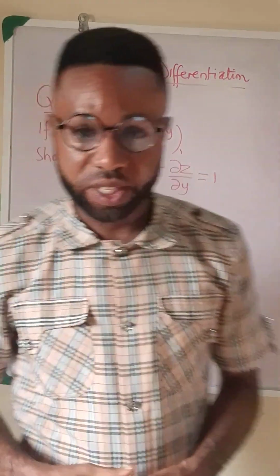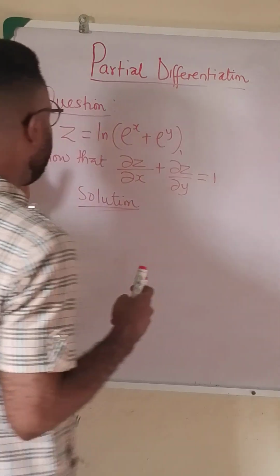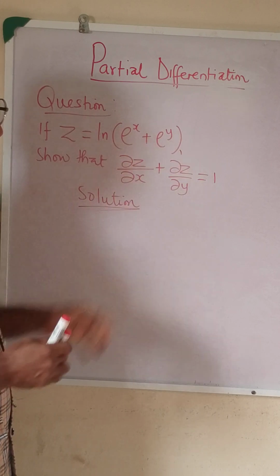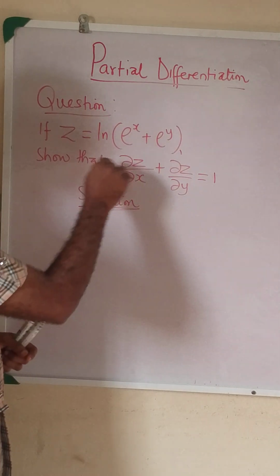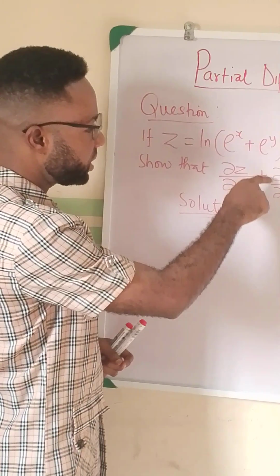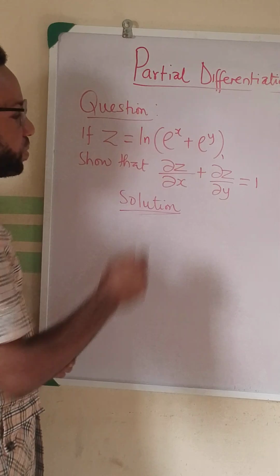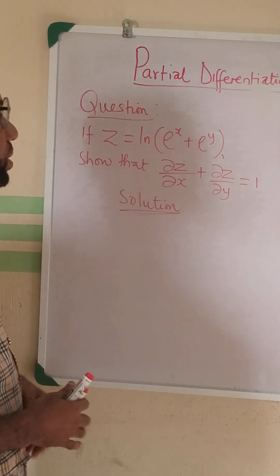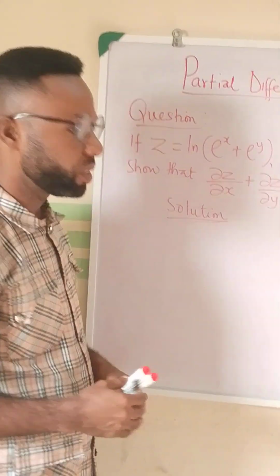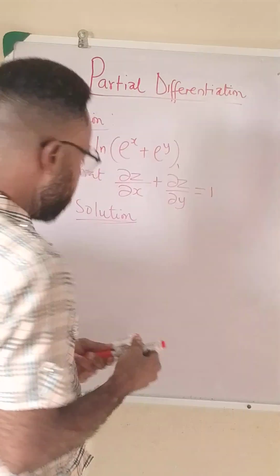Hello viewers, we are still on partial differentiation, and we've been given a question: if z is equal to ln(e^x + e^y), we are asked to show that the partial derivative of z with respect to x plus the partial derivative of z with respect to y is equal to 1. Looking at the question, you know that it is a function of a function, so we treat it as such, and to solve it we use the chain rule of partial differentiation.